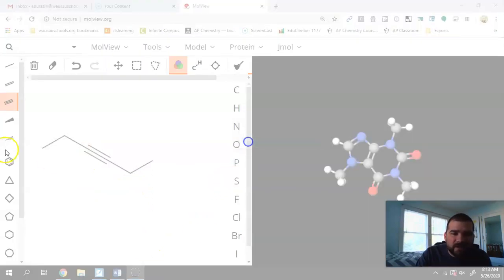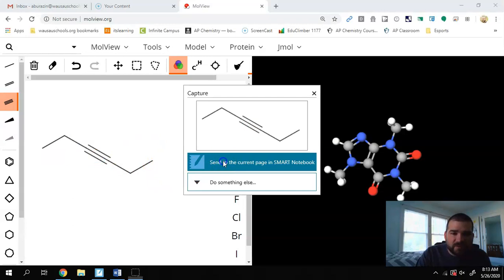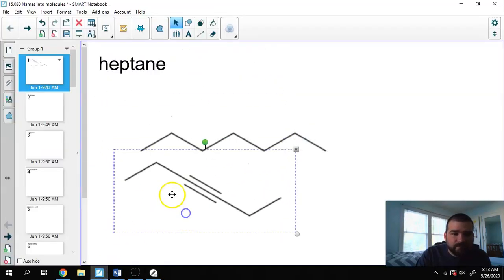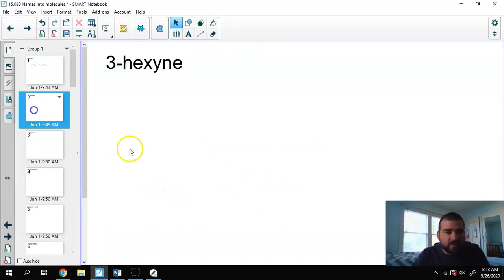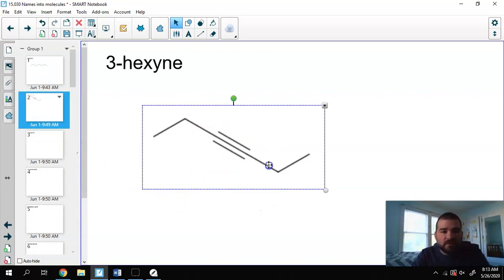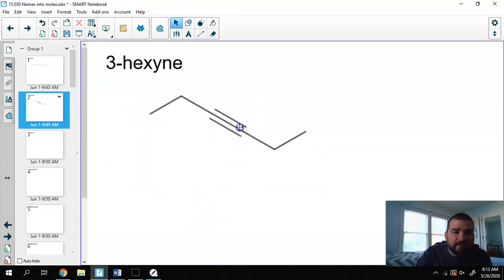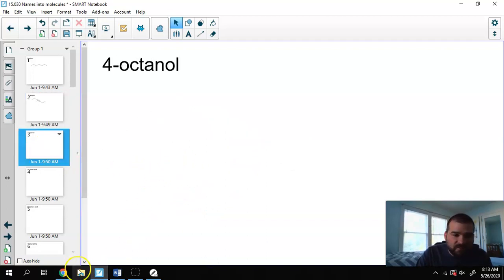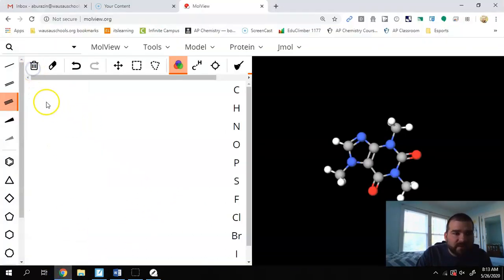If you didn't make it linear, I wouldn't lose sleep over it by any means. But nonetheless, I figured I should show you the correct way of doing that. So, oops, wrong page. There we go. So that's 3-hexyne. The next one here, we have 4-octanol. Let's clear my slate here.